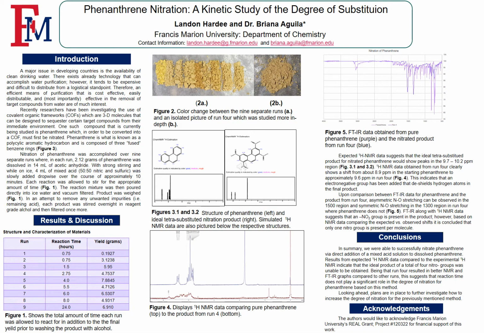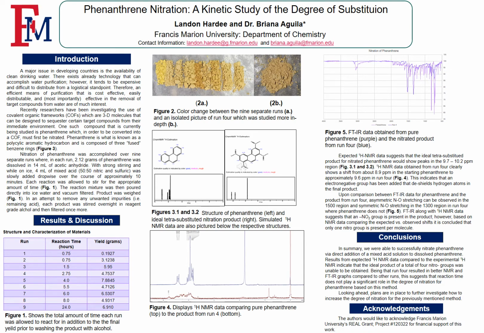So we were able to successfully nitrate the phenanthrene over 9 separate runs, where in each run we used 2.12 grams of phenanthrene, dissolved in 14 milliliters of acetic anhydride. With strong stirring and while on ice, because this reaction does tend to be fairly exothermic, we added 4 milliliters of 50-50 nitric acid to sulfuric acid, slowly dropwise over the course of about 10 minutes. Then after the addition of the acid, each reaction was allowed to stir for the appropriate amount of time, as seen in figure 1, at room temperature.